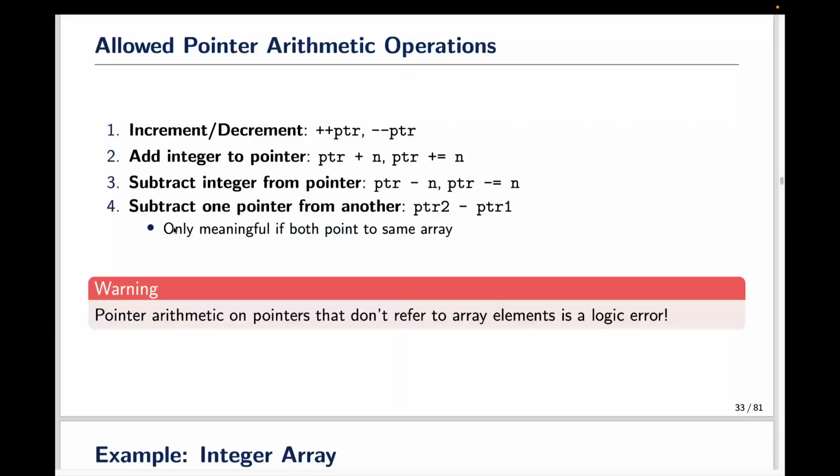Remember, this is something very important. You can only subtract two pointers from each other if they are pointing to the same array. That array can be integer, that array can be character or whatever. Simple, remember this thing: pointer arithmetic on pointers that don't refer to array elements is a logic error.